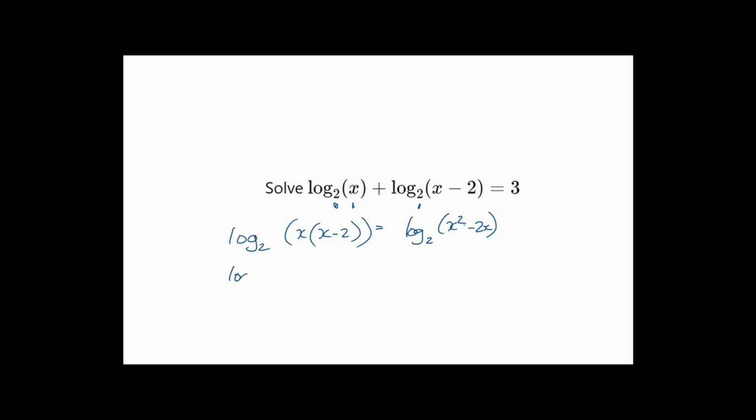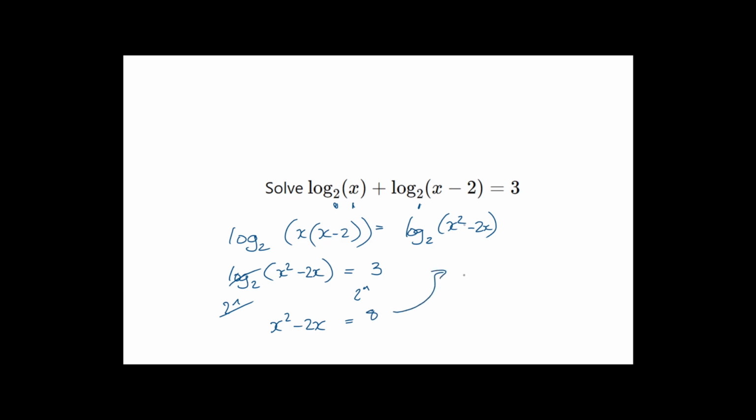So log base 2 of x squared minus 2x must be equal to 3. So let's raise both to the power of 2. So 2 to the power of that equals 2 to the power of that, and they disappear. So x squared minus 2x equals 3. 2 to the power of 3 is 8.